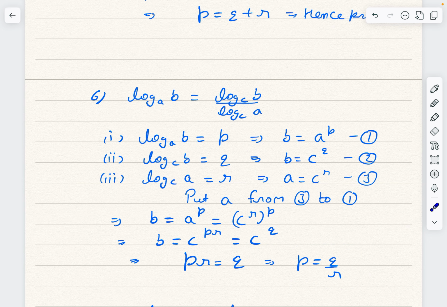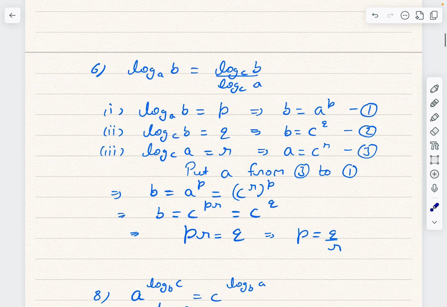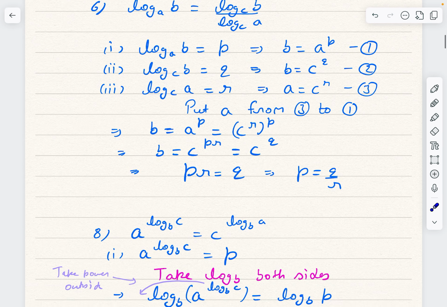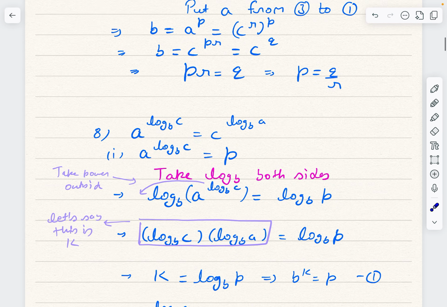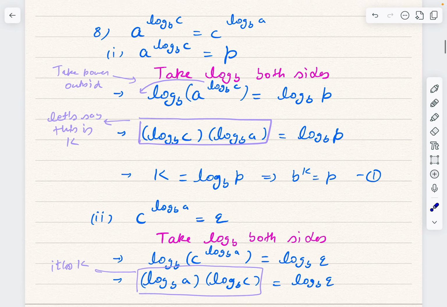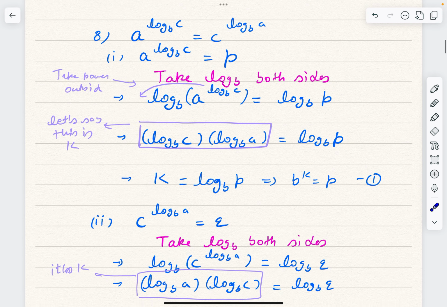Now the seventh proof we can do with the help of the sixth one. Let us go to the eighth one now. The eighth one is a bit tricky. See guys, we have A to the power log base B of C. You have to prove it is equal to C to the power log base B of A.